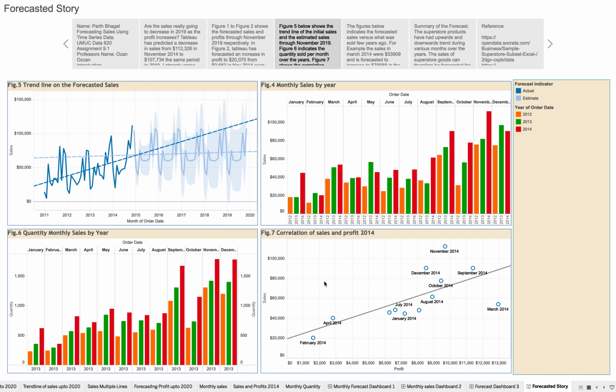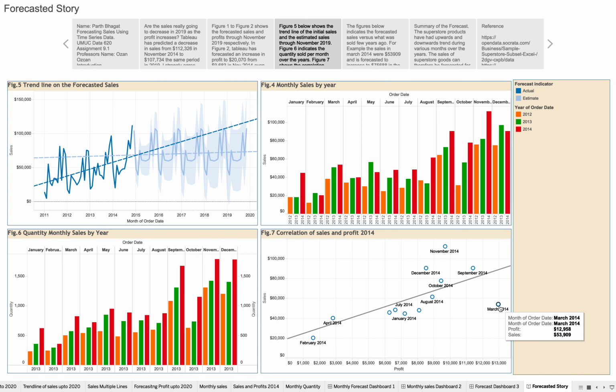And in figure 7, we have data from only the year 2014. So here we can see that during September, October, November, and December, we have the highest sales made during the 2014 year. And during February, we had the least sales and we made the least profit, which makes sense.